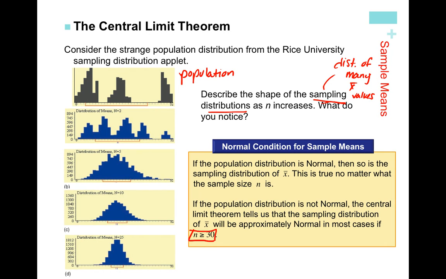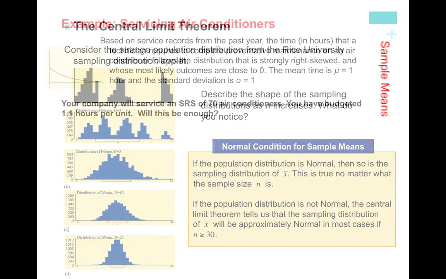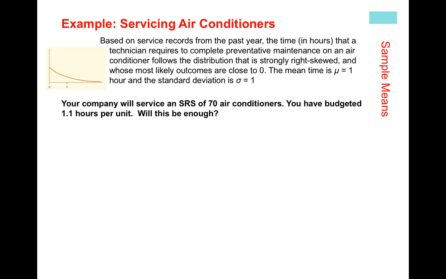So even when you start with something that's as non-normal as this population up here, you're still going to get a resulting sampling distribution that's approximately normal. And so what this allows us to do is perform probability calculations on non-normal populations. So here's an example. I'll give you guys a minute to read that before we take a look.